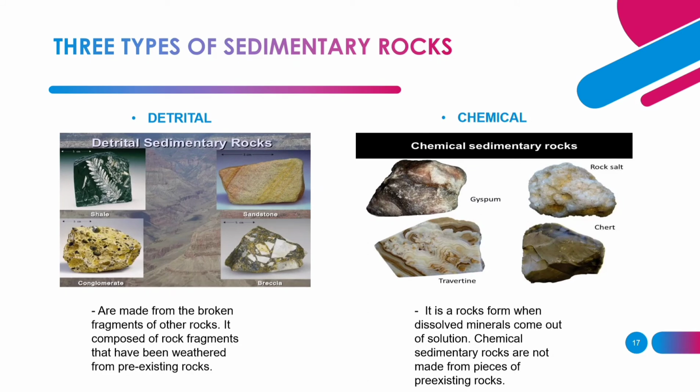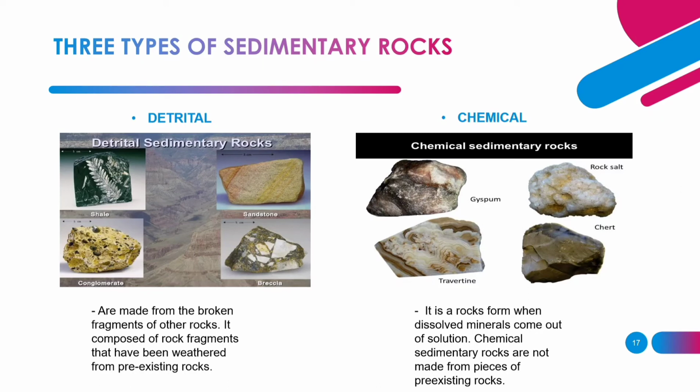First is detrital. Detrital rocks are made from the broken fragments of other rocks. They are composed of rock fragments that have been weathered from pre-existing rocks. They are the most common rocks on the surface of the earth. These grains of sediments are what get cemented together to form sedimentary rocks.